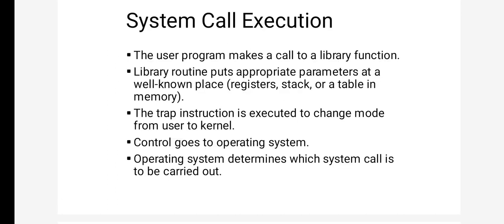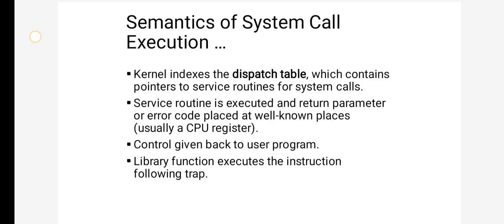In system call execution, the user program makes a call to a library function. The library routine puts the appropriate parameters in a well-known place like a register, stack, or table in memory. The trap instruction is executed to change mode from user to kernel. Control goes to the operating system. The operating system determines which system call is to be carried out.